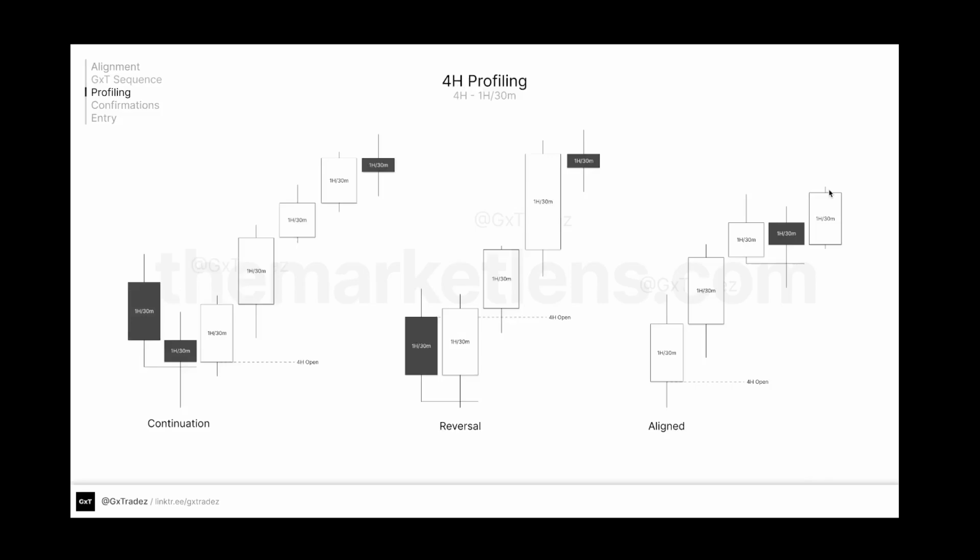Now, this is just simple GxT, right? 4-hour, 1-hour, 30-minute, profiling a 4-hour candle with 1-hour and 30-minute swing formations. So here we are, the continuation version, where the previous 4-hour candle manipulates, that next 4-hour candle is opening up within that lower time frame reversal, and it just continues. Here's an example of a 4-hour candle high and low formed from a swing formation on the 1-hour and 30-minute time frame. And this is the aligned version, right?